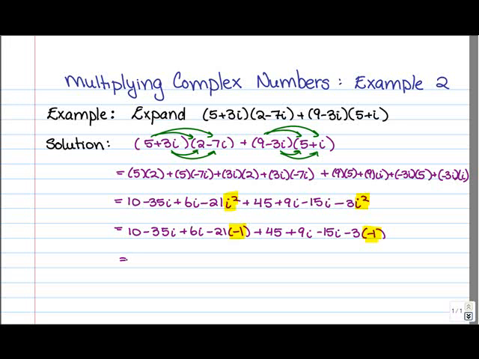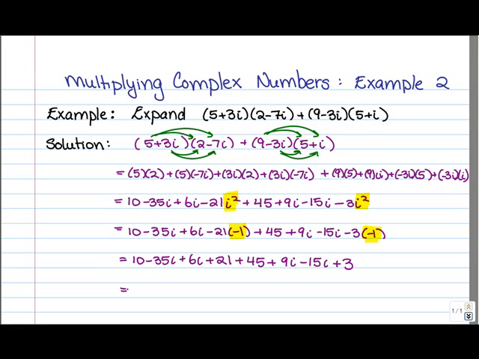So next, continuing on, we just want to group like terms together. First, actually, before we do that, let's just multiply out those -1s that came from the i squareds by the appropriate number in front of them. So we have 10 minus 35i plus 6i minus 21 times -1 is positive 21, plus 45 plus 9i minus 15i, and -3 times -1 is positive 3. You could have already started collecting terms in the previous step. For example, we had negative 35i plus 6i. You could have combined those. I'm just trying to do this as step by step as possible to make it easier to follow along.